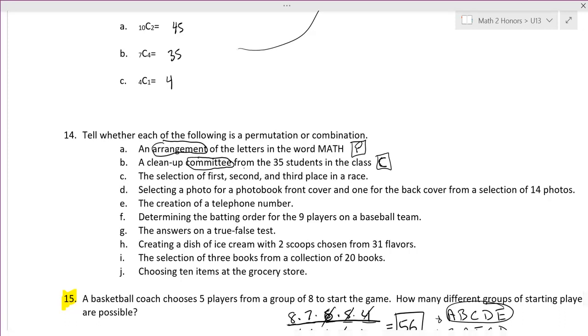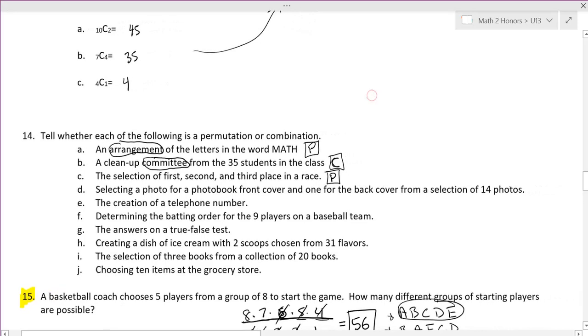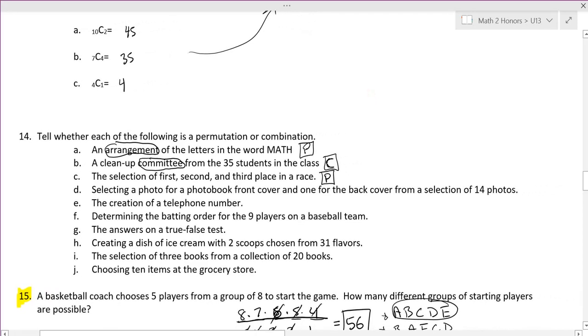If you worry about who's first, second, and third, like on part C, then order of selection matters. It's a permutation. D, selecting a photo for a photo book front cover and one for the back. So in this case, order does matter because it is going to matter what's on the front and what's on the back, so that's a permutation.